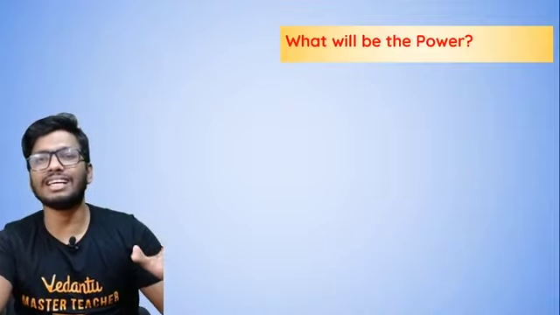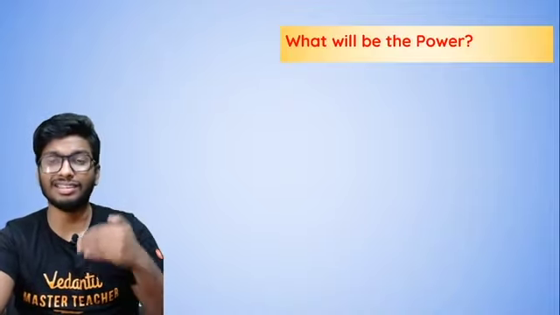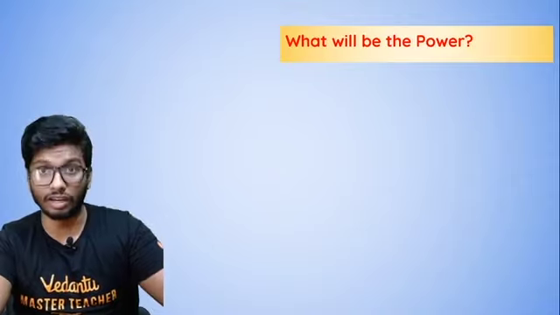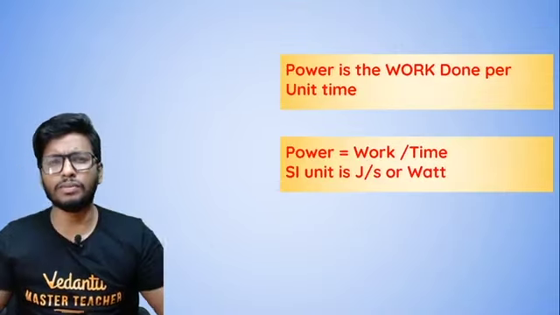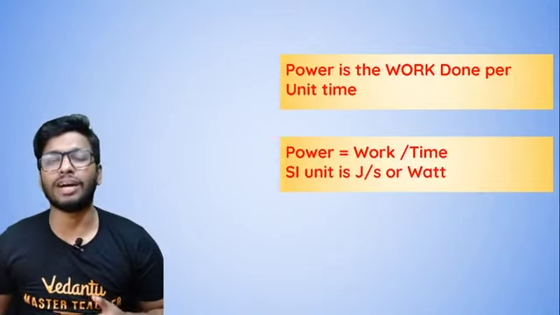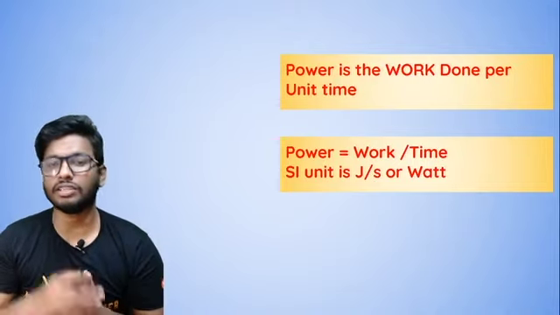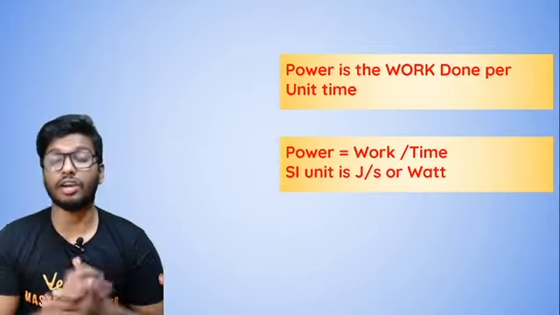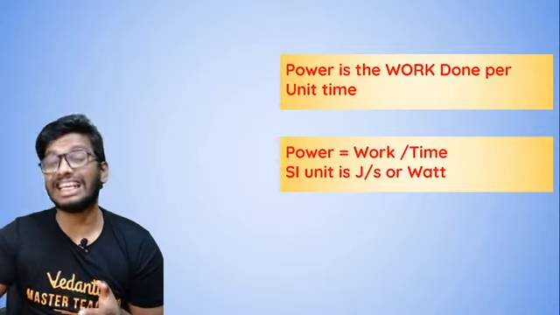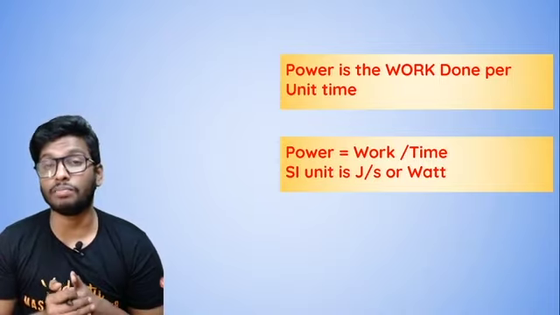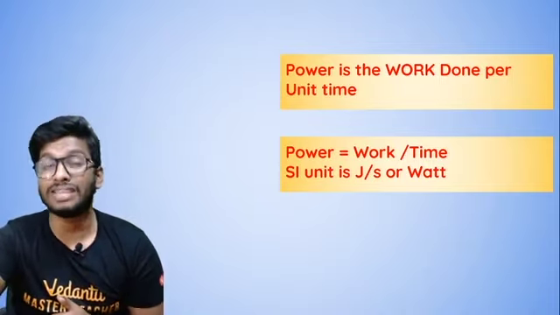In simple words, guys, power is nothing but the rate of doing work, or work done per unit time, is what is called power. In simple words, power is nothing but work by time, where the SI unit is joules per second, or you can write that as watt, which is nothing but power. The SI unit of power is nothing but watt, which is joules per second.